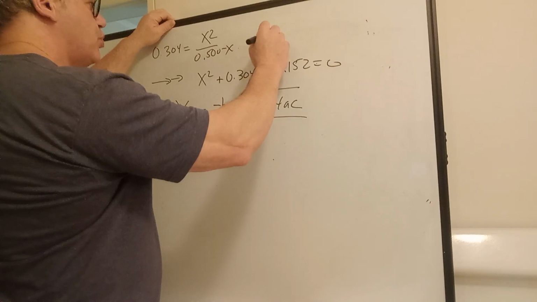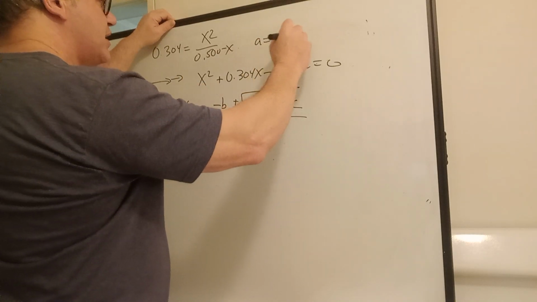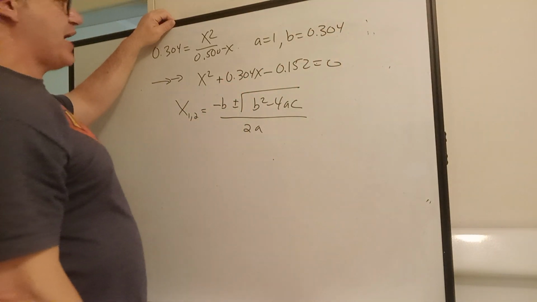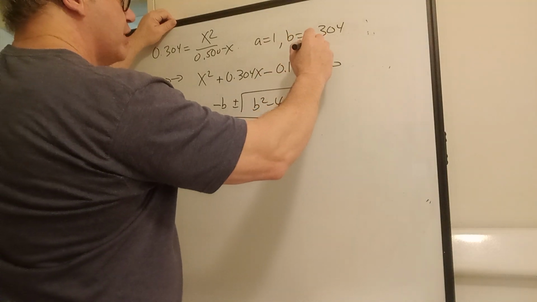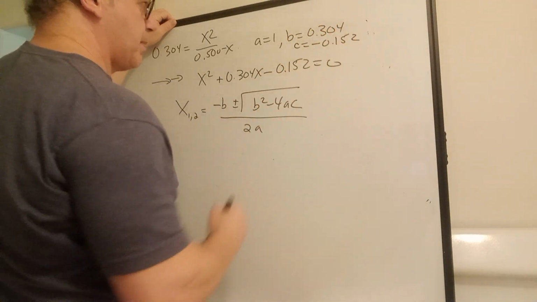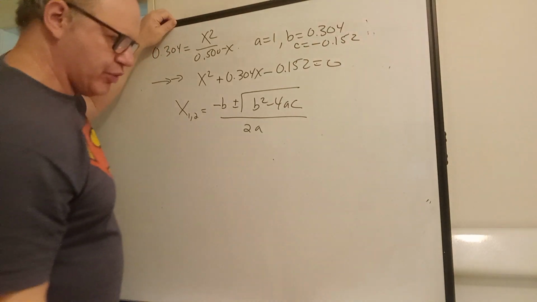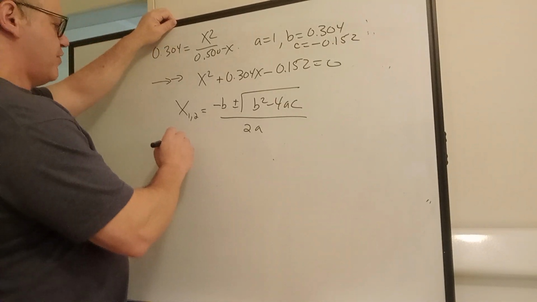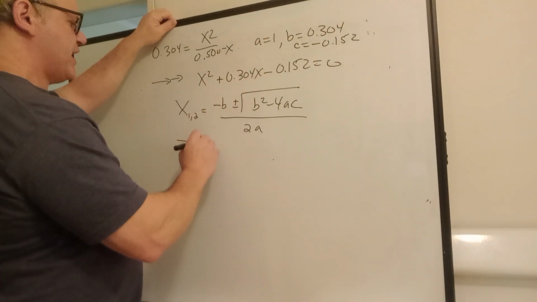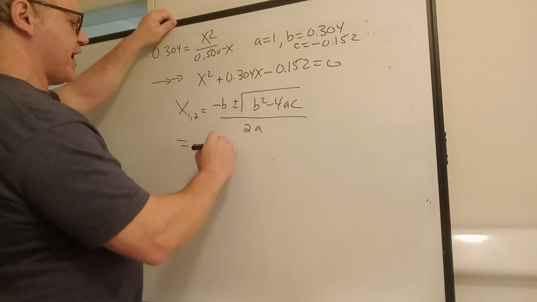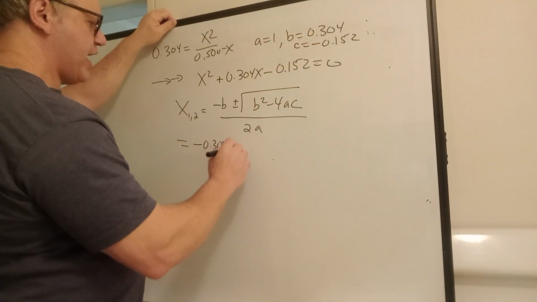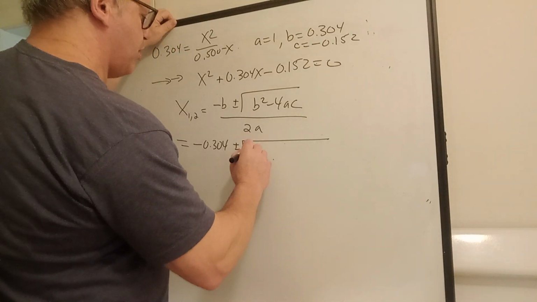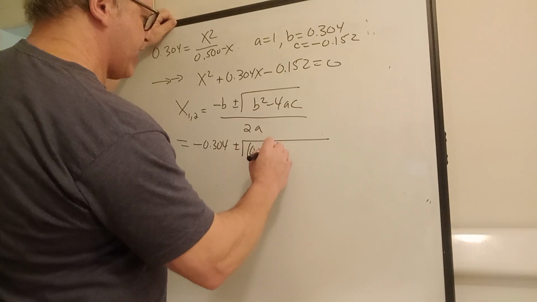Those are the coefficients here. A is equal to 1. There's a 1 in front of that. B is equal to 0.304. That's the coefficient in front of the linear x term. And then C is just the number, negative 0.152. Negative 0.152, right? So we have that. Now we just plug it on in. For B, we have minus 0.304. It's a minus b on the outside, so we change the sign there. Plus or minus, we have two roots, two solutions, if you will. B squared is 0.304. I'll just put a bracket around it to be clear.